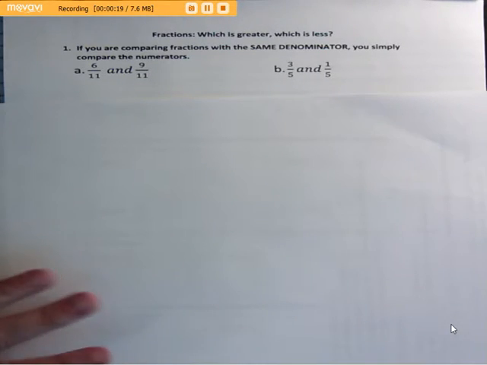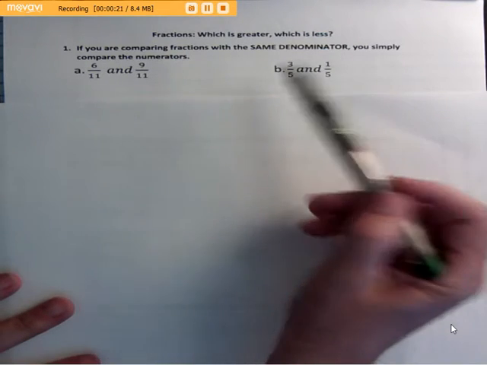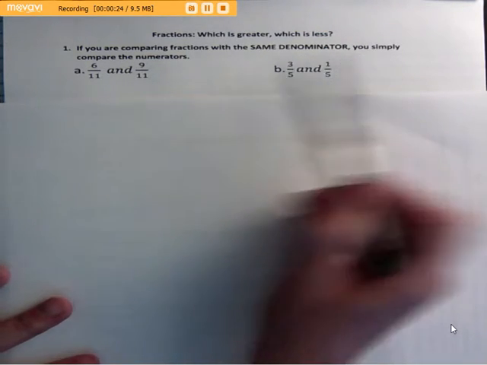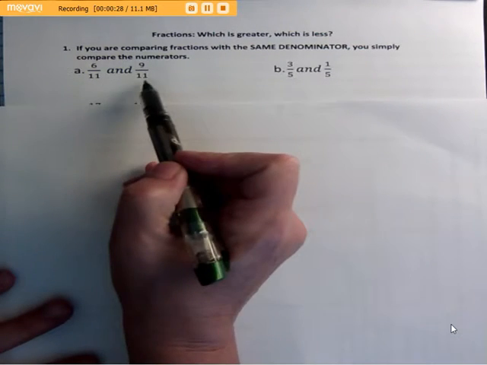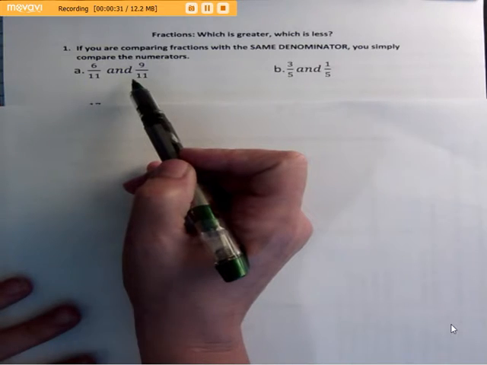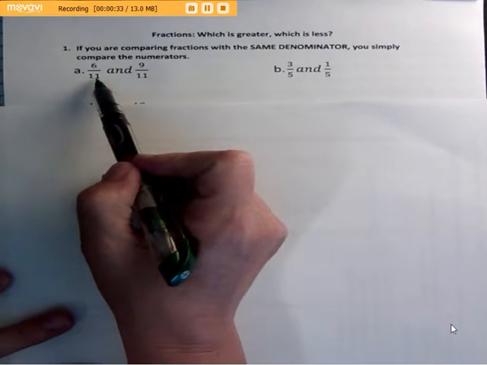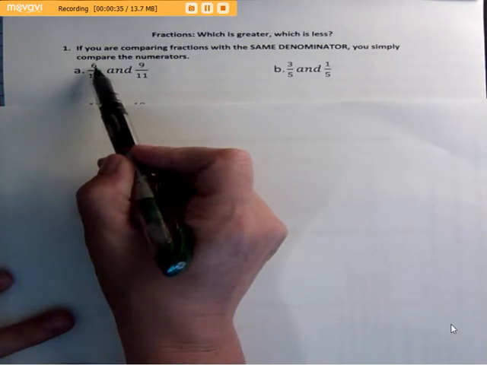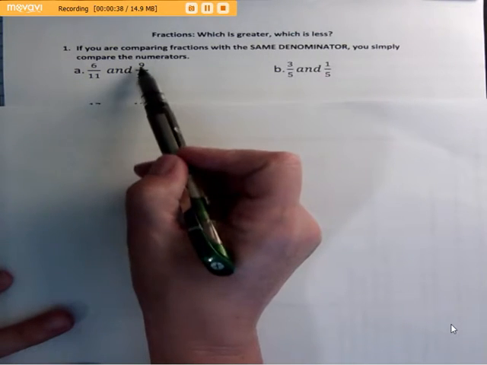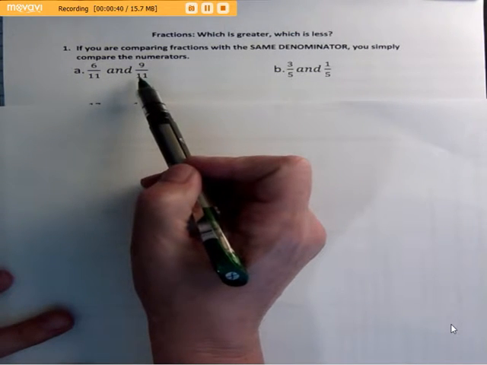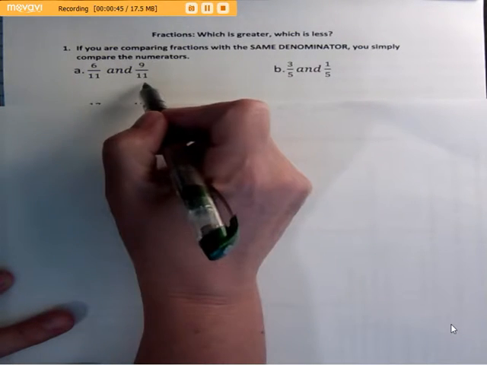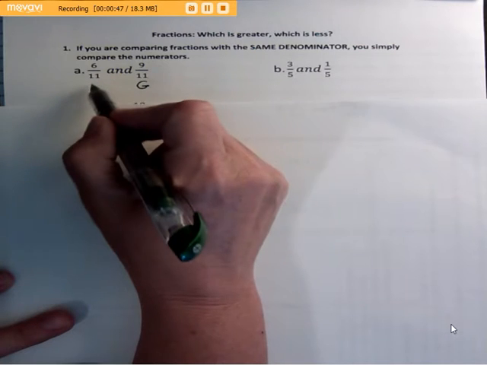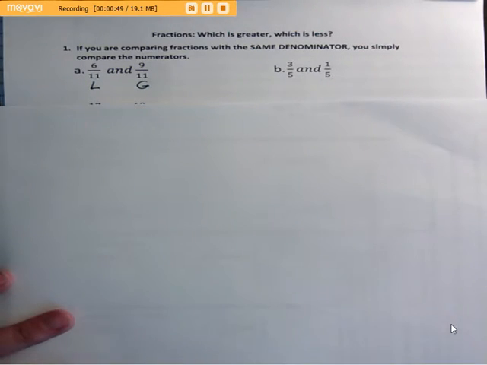When you have two fractions that you're comparing that have the same denominator, you should simply compare the numerators. So here we're saying 6/11 compared with 9/11. Well, if I have 11 parts and I have 6 of those, or if I have 9 parts, obviously I have more of those total parts if I have 9. So in this case, the 9/11 is greater, and the 6/11 would be less. So if they have the same denominator, you're just comparing the numerators.